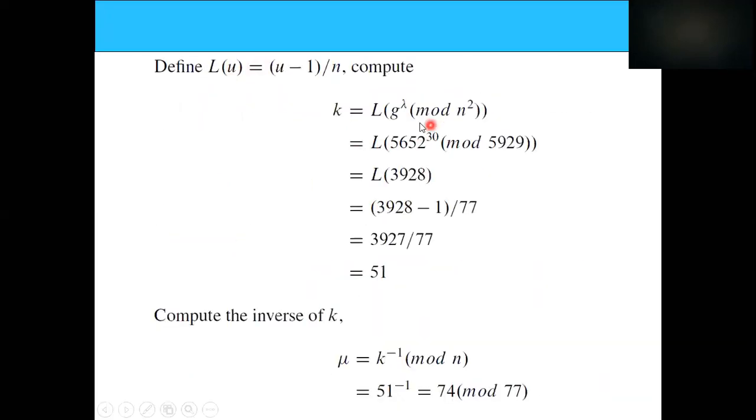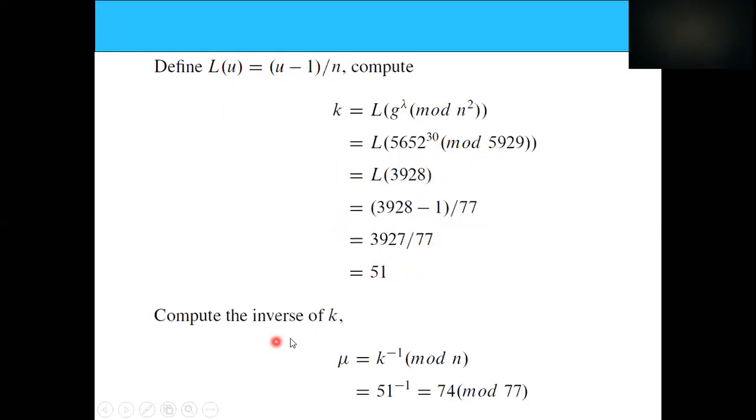So I take g to the power lambda mod n square, L of g to the power 30 mod 5929. So L of 3929, if you apply L on any input, you will get L of u minus 1 divided by n. 30 3928 minus 1 divided by 77. Ultimately you will perform the operation in mod n square, and you will get this one.